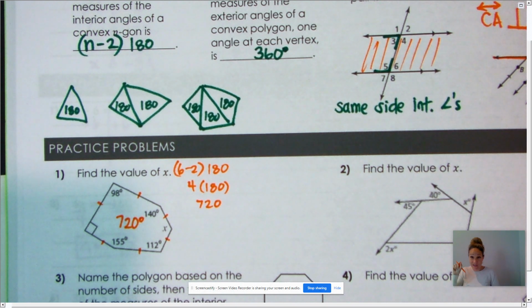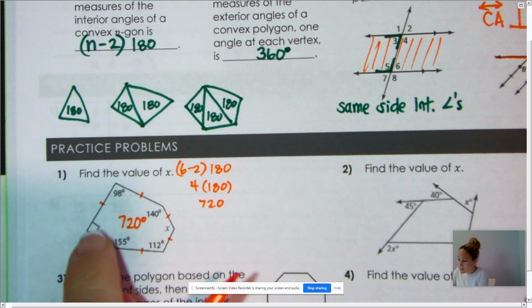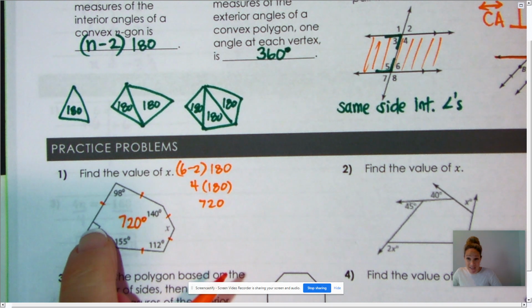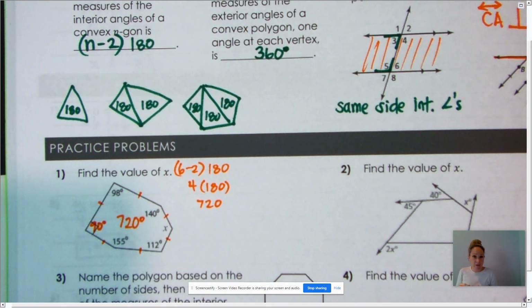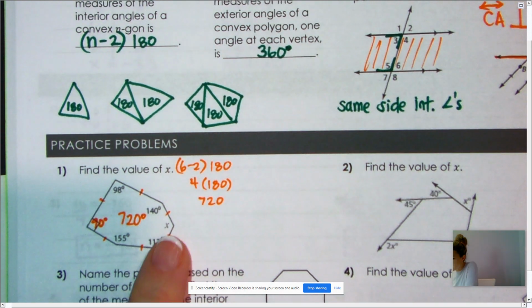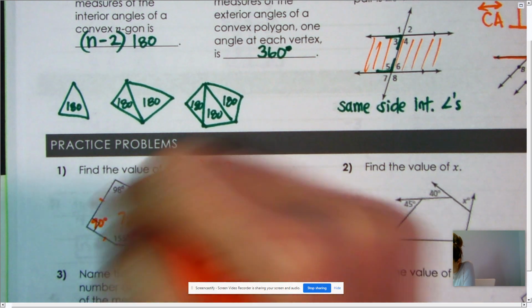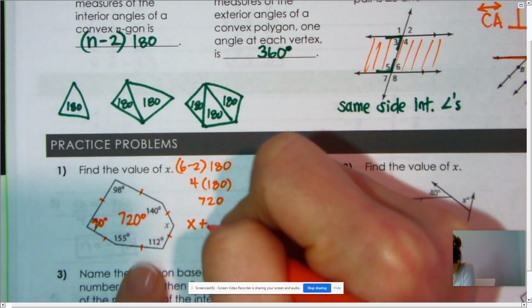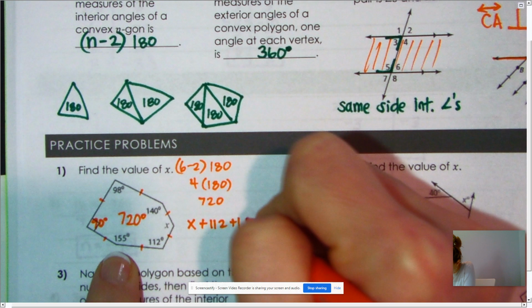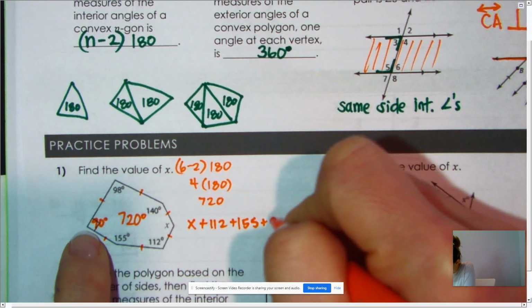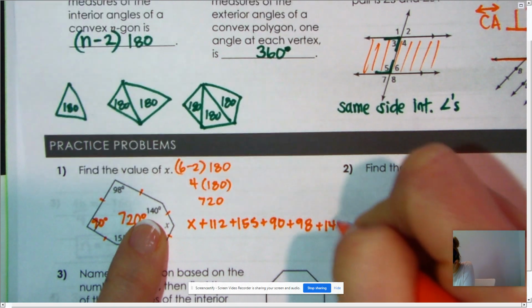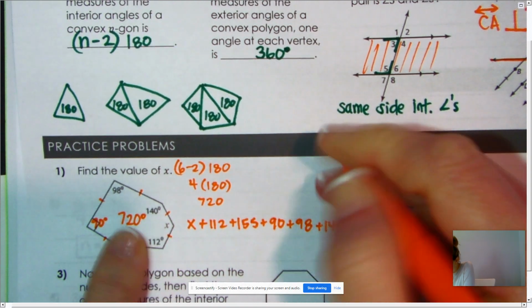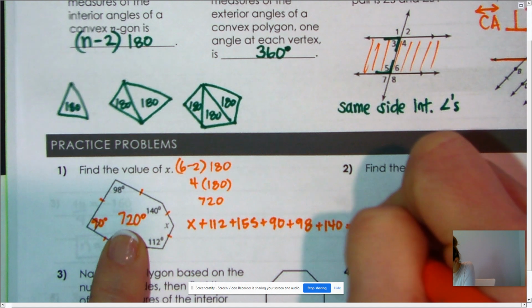And here's where a lot of students make a small little mistake, is they forget to write the number for that symbol. Okay, that means that it's a right angle. So that means that it is 90 degrees right there. So what you would do is I like to have my students start with the X. That way we don't miss anything and then go around clockwise. So it's our X plus 112 plus 155 plus 90 plus 98 plus 140. We're back to the X, so that's how we know to stop. And then we know it has to add up to make 720.